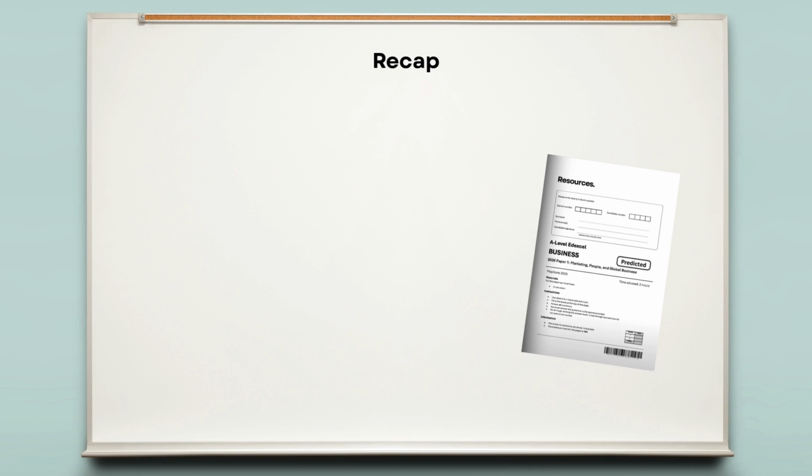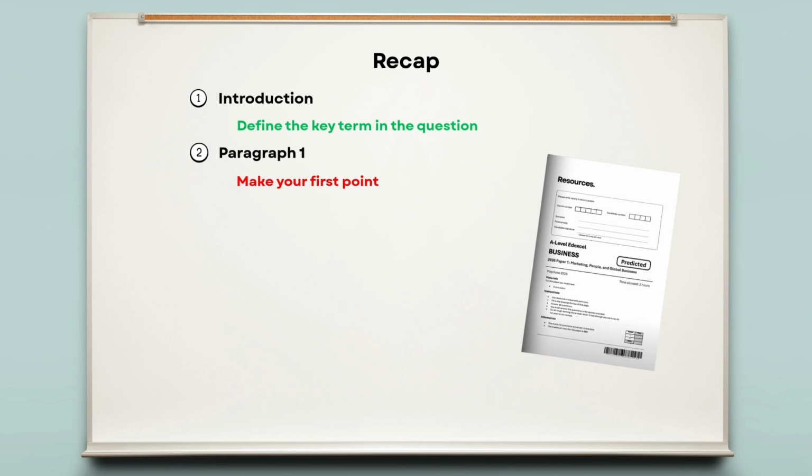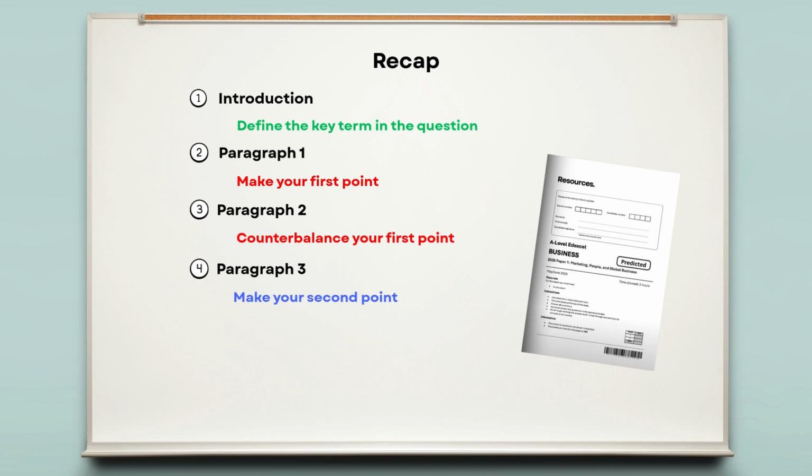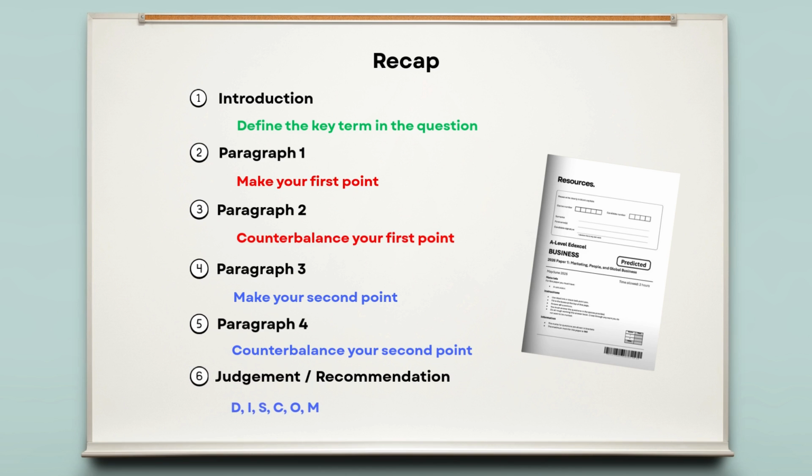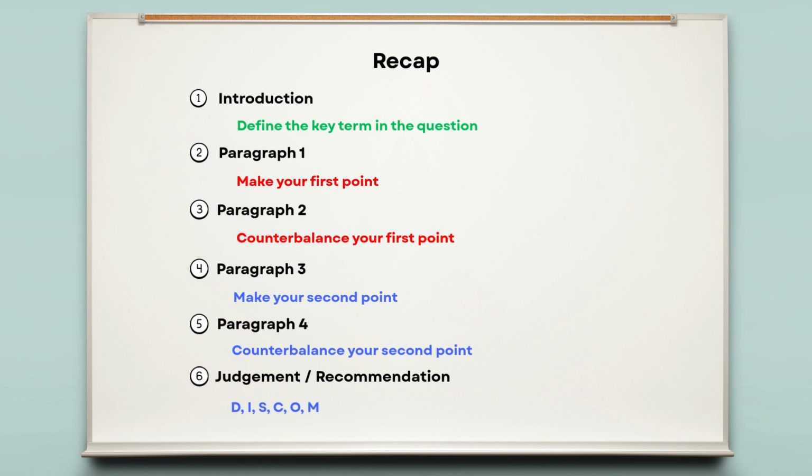So to recap what we've just spoken about, you want to firstly start with your introduction, where you define your key term in the question. Then you move on to paragraph 1, where you make your first point and then counterbalance your first point in paragraph 2. You then make your second point in paragraph 3, and then in paragraph 4 you counterbalance your second point. And then you finish with your judgment, where you do your DISCOM structure.